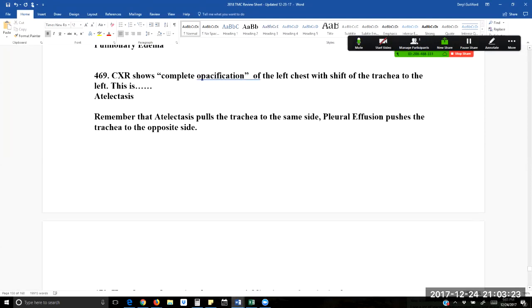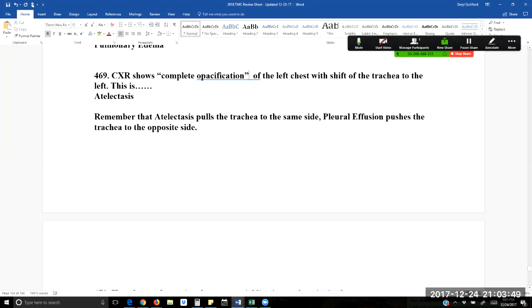469, chest x-ray shows complete opacification of the left chest with a shift to the left. Now, you have already learned about these conditions that shift the trachea away or to, all right? Pneumothorax and pleural effusion shift the trachea away, so that's not this. Here we have the shift. The shift is toward the problem. The thing that does that is atelectasis.